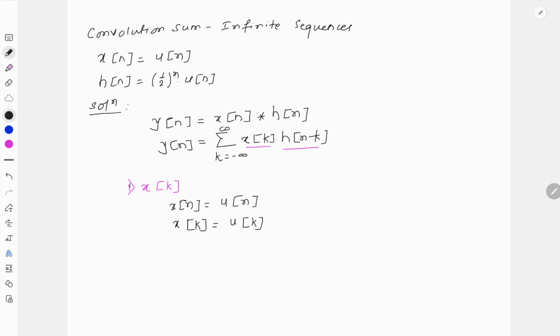Now we know that this u of k is nothing but the unit step signal. This unit step signal is drawn for the positive axis with amplitude equal to 1, and it lies at the integer values. Therefore, we can represent x of k as 1 for k greater than or equal to 0, which is the base equation for the discrete unit step signal.